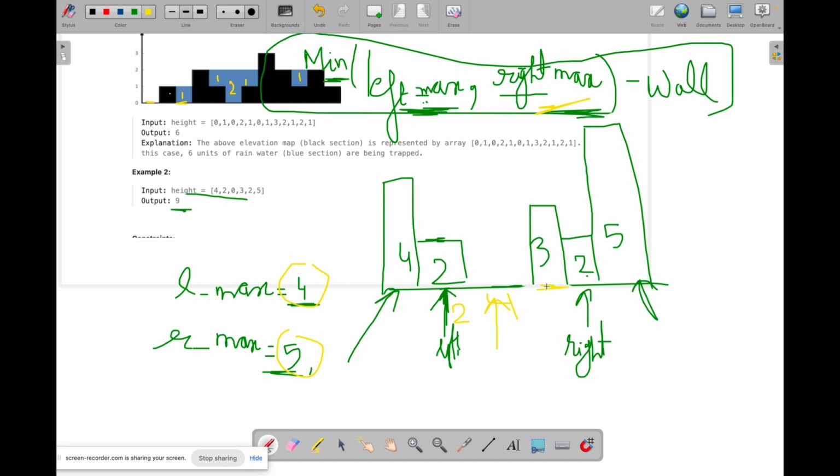Again I will increase the left pointer. So if you see, we were approaching towards the solution, and the approach we are using is the two pointer approach, and we are comparing the left max and right max.